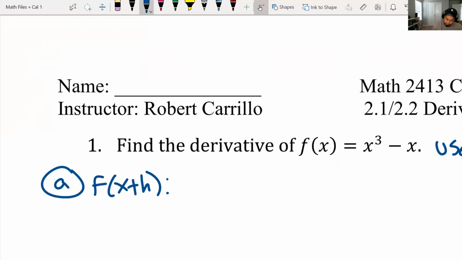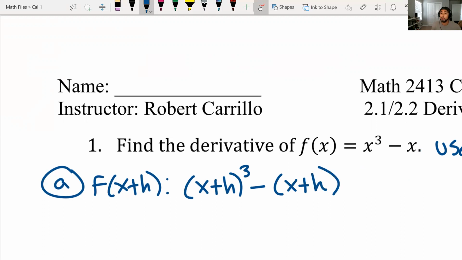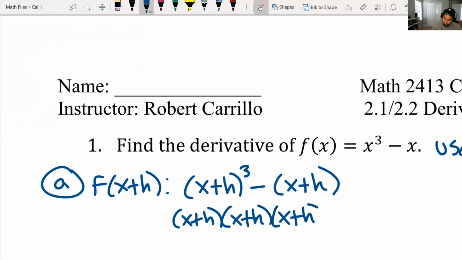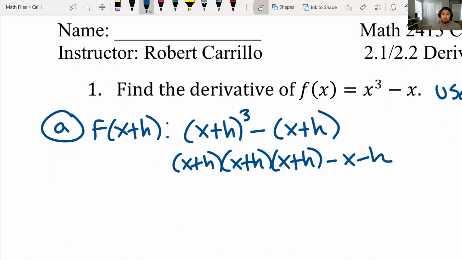All right. So this means that we will have x plus h cubed minus x plus h. Now all we have to do is expand. I'll have x plus h times x plus h times x plus h minus x minus h. And then distribute, distribute, distribute. And I think we've distributed this enough. Ooh, I don't want to make a mistake though, right?